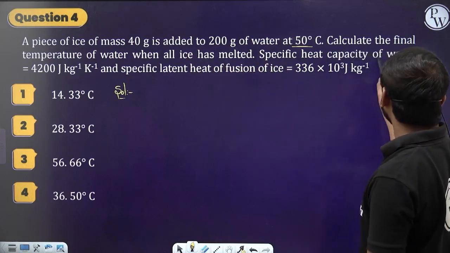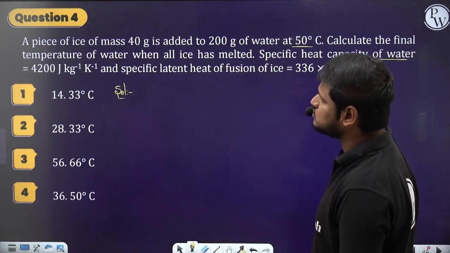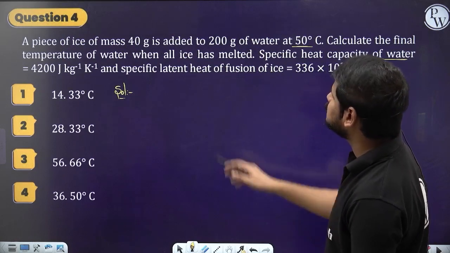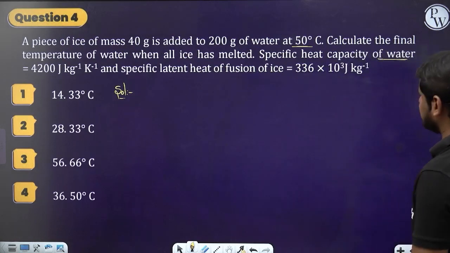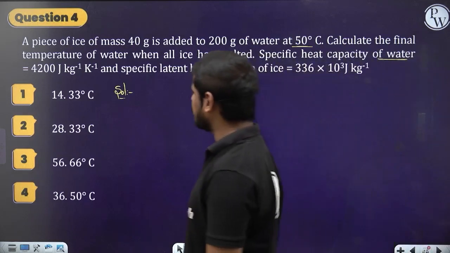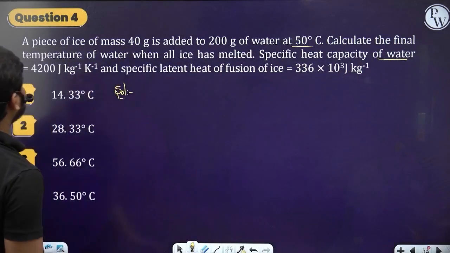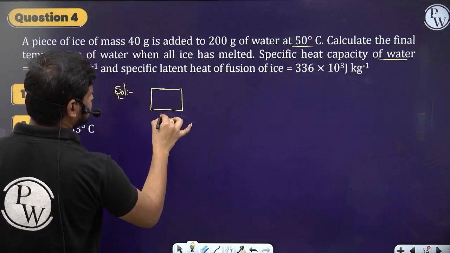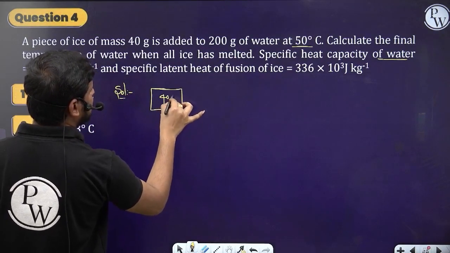So the specific heat capacity of the water is given as 4000 joule per kg Kelvin, and the specific latent heat of fusion is given as 336 into 10 to the power 3. Okay, fine. So see here, a piece of ice which is 40 grams. This is ice. I'll tell the procedure. You have to do the calculations.